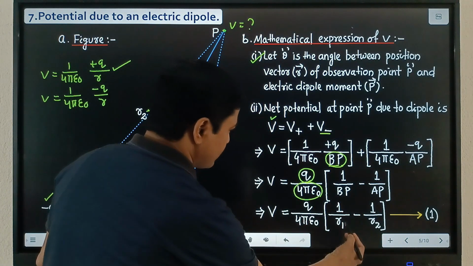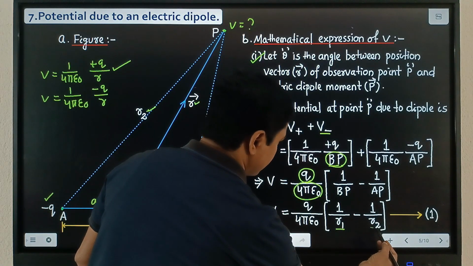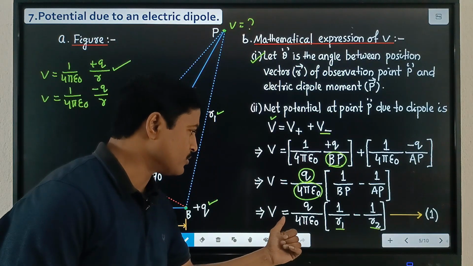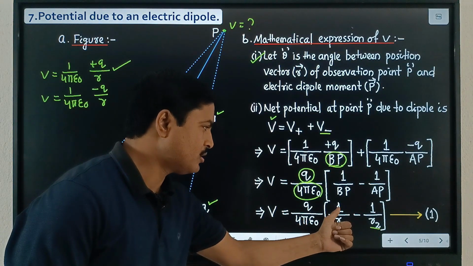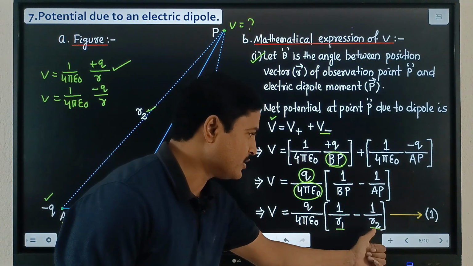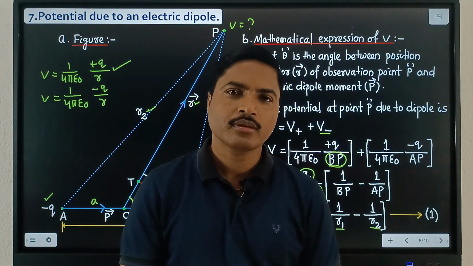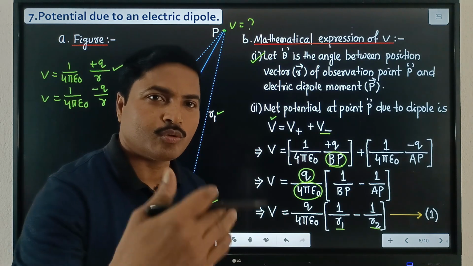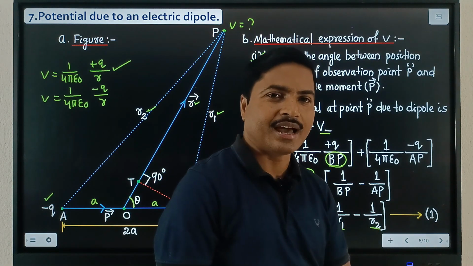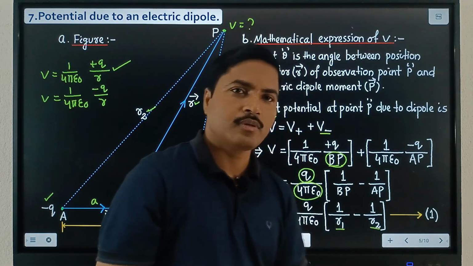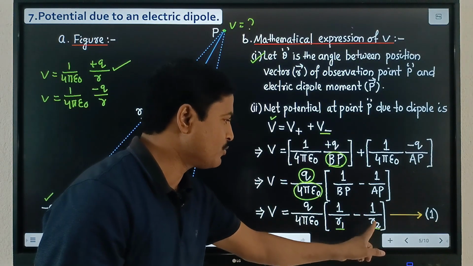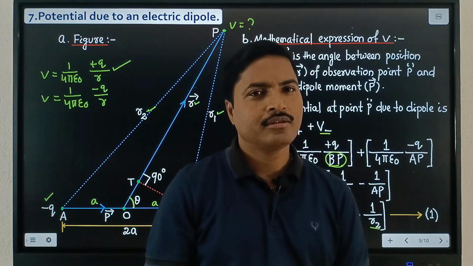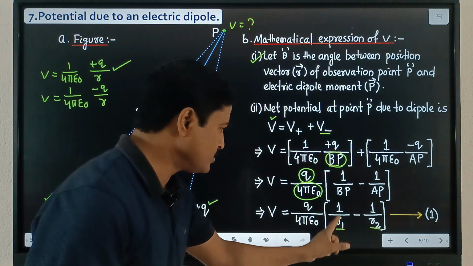In place of BP, we write r1, and in place of AP, we write r2. Suppose this is equation 1. That means V is equal to Q divided by 4 pi epsilon 0 multiplied by 1 by r1 minus 1 by r2. Now, first we calculate 1 by r1. Next, we will calculate 1 by r2. Then we put the values of 1 by r1 and 1 by r2 in equation 1 and we get the final expression. Clear?